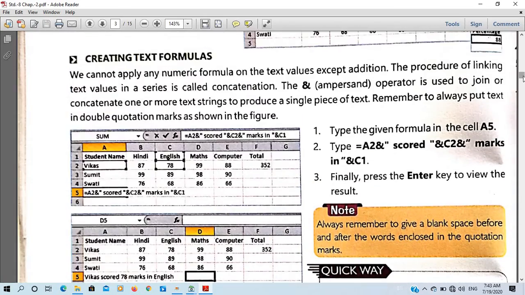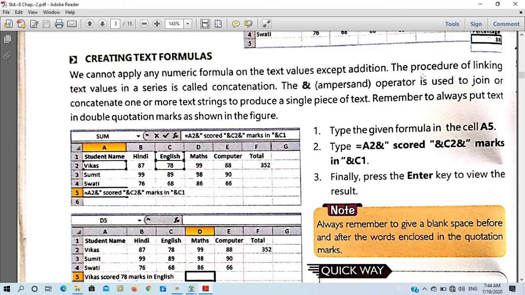So students, this is our starting topic up to creating numeric formula. I had given you the video. Let's start from here, creating text formula. So you can see in your book it is page number 20, and from 20 you can see we cannot apply any numeric formula on the text value except addition. So addition is the formula which also works on text, means words, letters, alphabet.